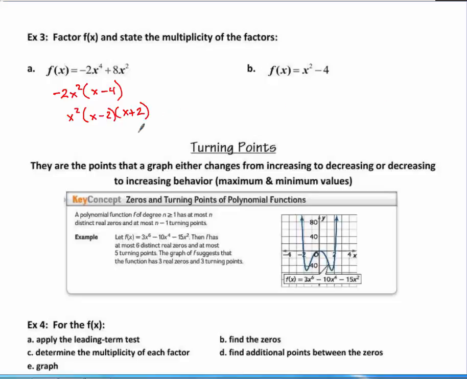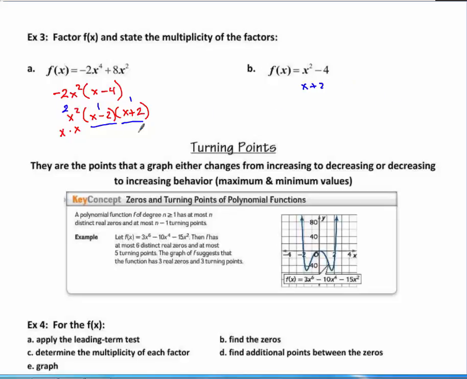This is really the same one we just did. So this is a factor, this is a factor, and x squared is really x times x. So our factors here are x plus 2, x minus 2, and x squared. So this is a multiplicity of 1, multiplicity of 1, and a multiplicity of 2. We'll come over here and do this one.